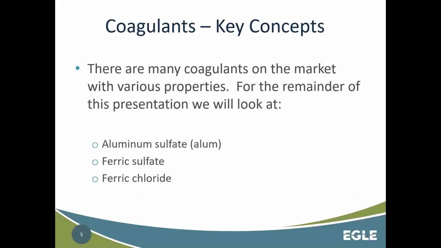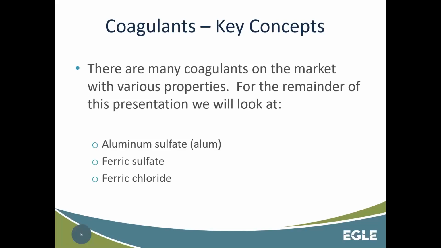There are many coagulants on the market with various properties. For the remainder of this presentation, we're going to focus on some of the most common coagulants: aluminum sulfate or alum, ferric sulfate, and ferric chloride. These are the most common coagulants in Michigan, although we do have some plants that feed cationic polymer as a primary coagulant, and there are some complex forms of aluminum that can also be used as a primary coagulant.